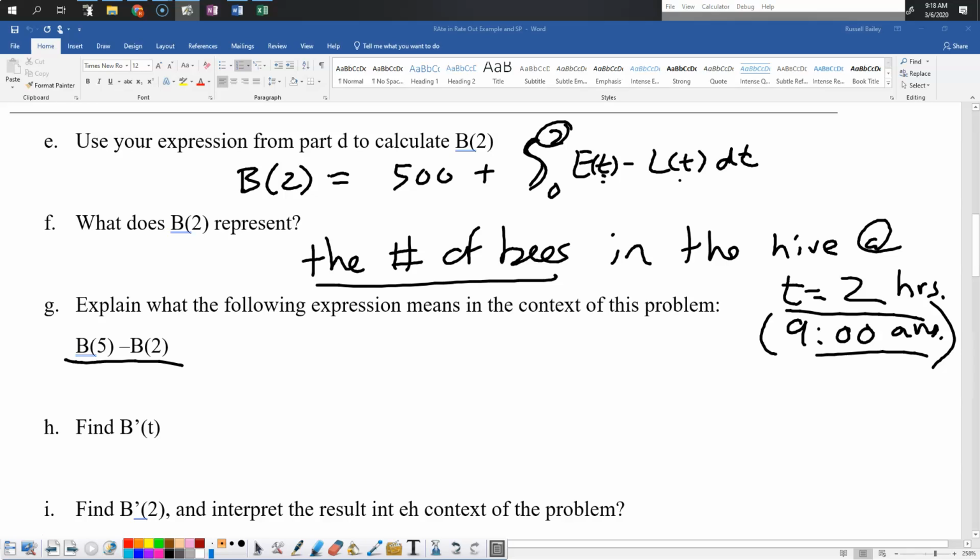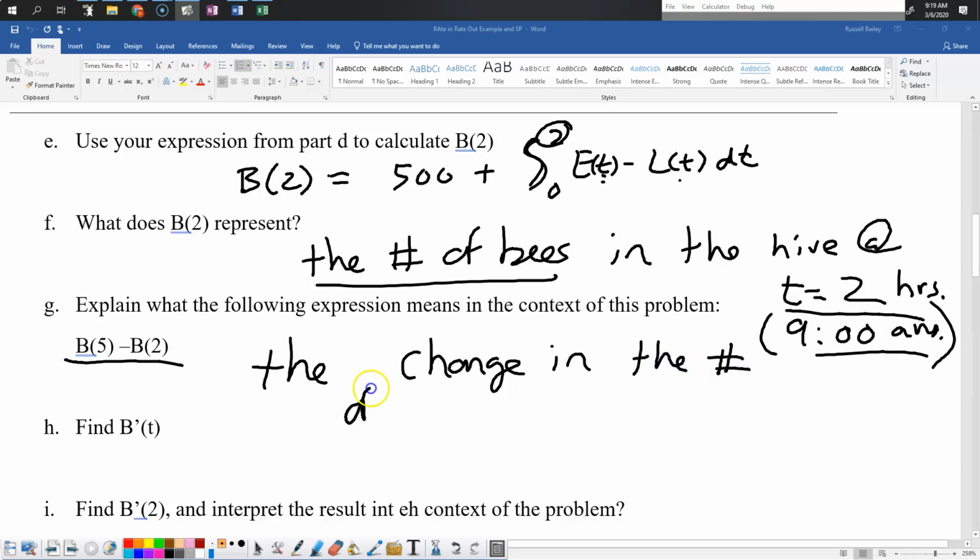You guys remember a secant line? The secant line is not the slope of your function, it's the average slope. Well, this is like the average change that's occurred. You went from 30 to 40 over that time period, so that's a net change of 10 people. So just so you guys know, this here is what we call the net change, or just to be less fancy, you could say the change in the number of bees from t equals 2 to t equals 5.